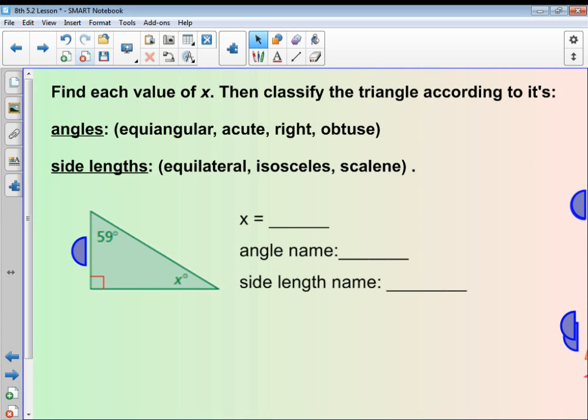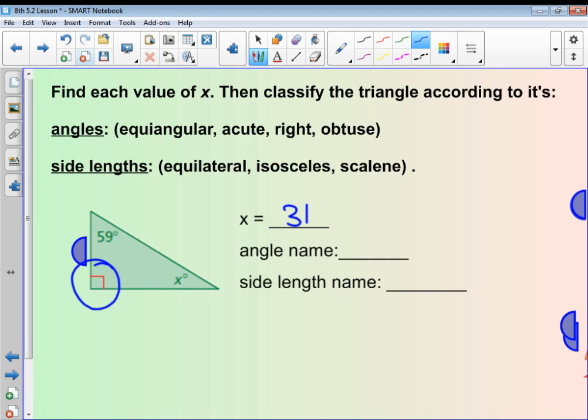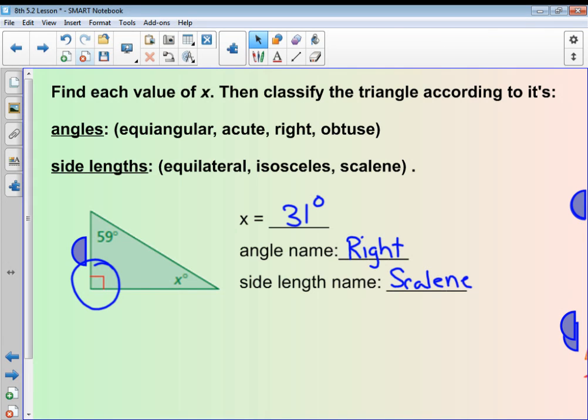Okay, so go ahead and pause your video and work your way through this one. Okay, so on this one, you should have gotten 31 degrees for x. It was a right triangle because it involved that corner block, which means a right angle, and scalene because none of our lengths were the same, none of our angles were the same.